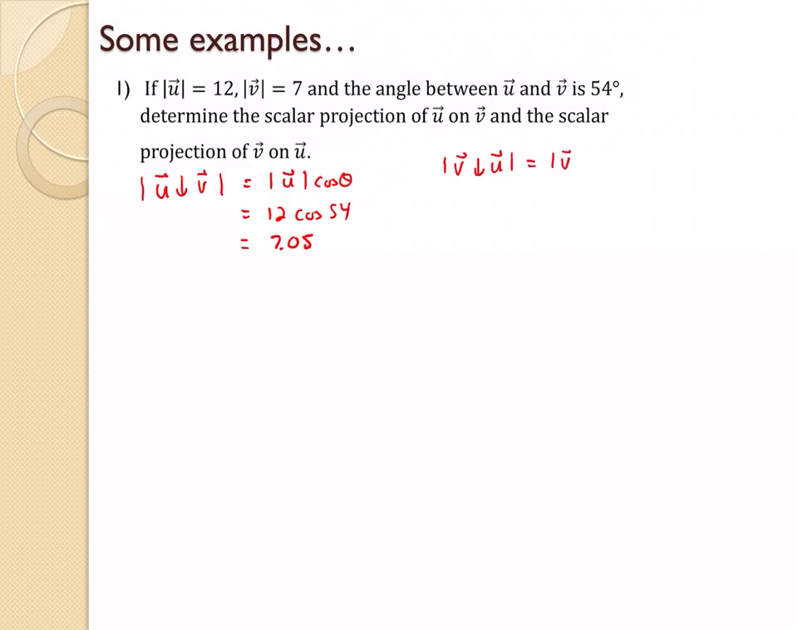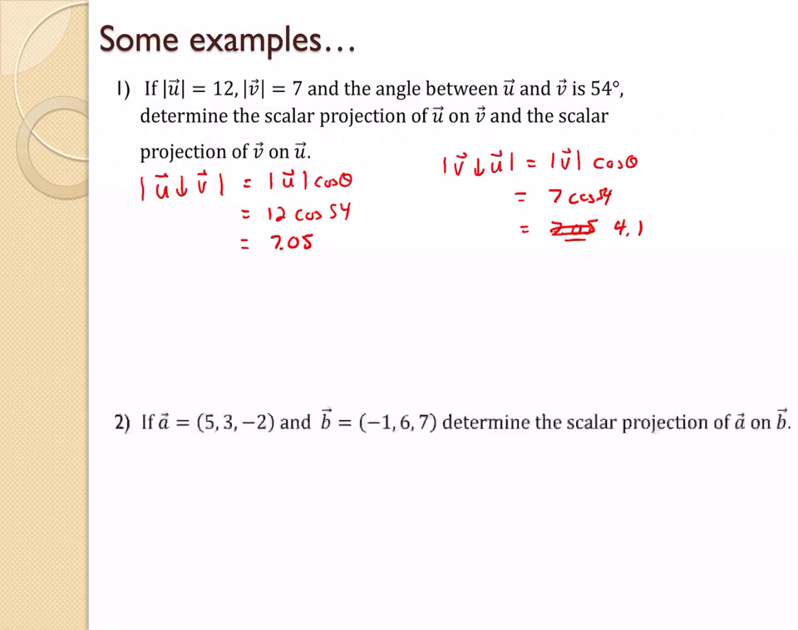Now I'll do v onto u. In that case, it's the magnitude of v vector cos theta. So this time instead, I get 7 cos 54, and I get 4.11. Not the same. I said the same number out loud again there. Okay, so you can see that because the magnitude of the vector being projected is in the equation, you're going to get different answers if those two magnitudes are different. There's an example where you're given the angle.